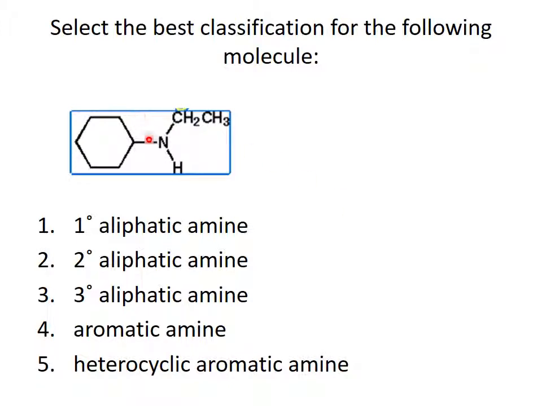Well, if you look at it, you can see the nitrogen is not inside the ring, so it's not a heterocyclic amine. It's not an aromatic ring because you don't have the double bonds in there, so it's not aromatic. And so we know it's aliphatic. How many carbons are attached? 2. So this is a secondary aliphatic amine.